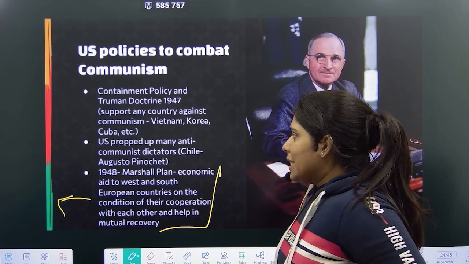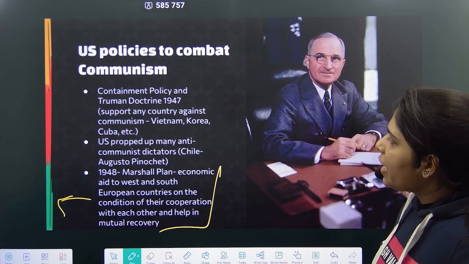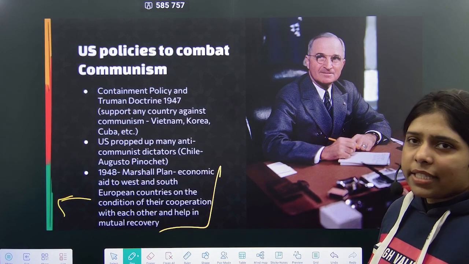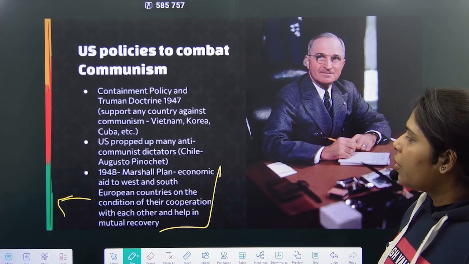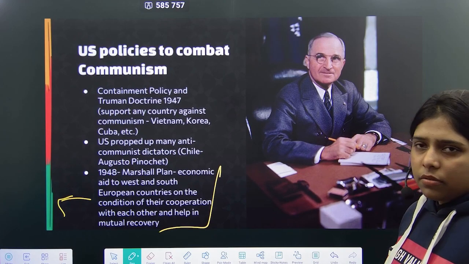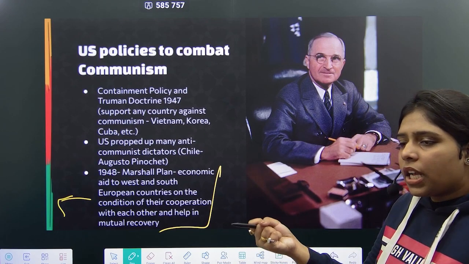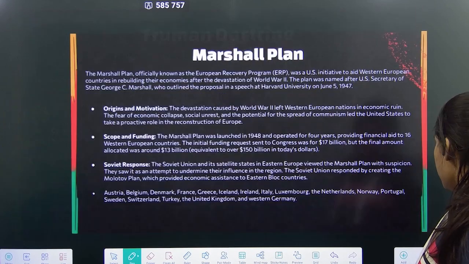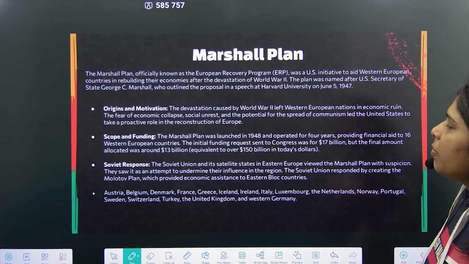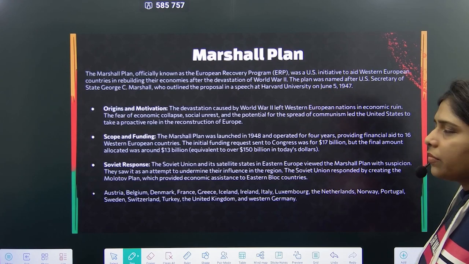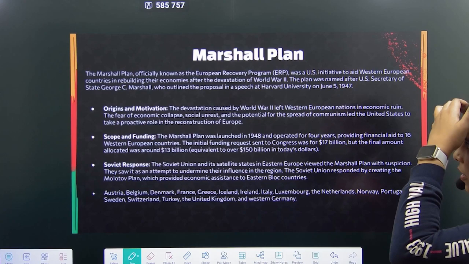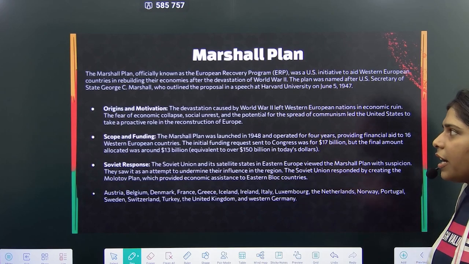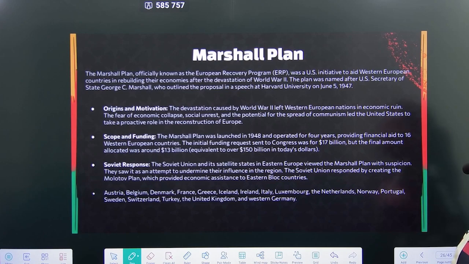You'll also simultaneously see that the US has propped up many anti-communist regimes. For example, they removed Augusto Pinochet in Chile. They're actually uprooting any communist regime throughout the world, whichever comes in their contact, trying their best to oppose Russia. Talking about the Marshall Plan, also called the European Recovery Program, again, I told you it was a US initiative to help Western countries. It was started by US Secretary of State George C. Marshall. He gave a speech at Harvard University, and that's when he outlined the proposal.